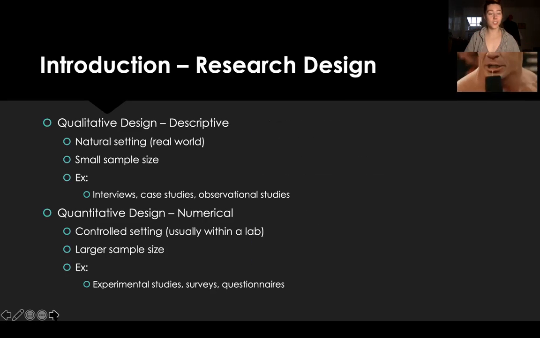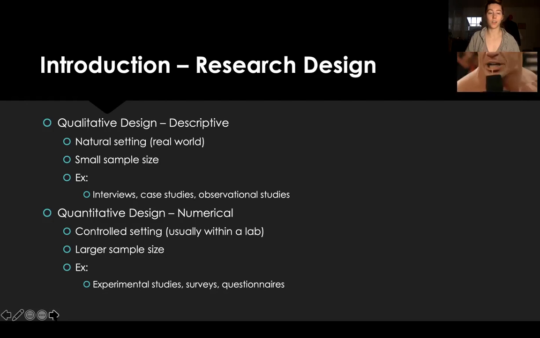So research design, there's a couple of different designs that we're going to talk about. So qualitative and quantitative. Qualitative, think quality. So it's a descriptive type of research. You're not doing any kind of experiment. These are going to be your observational studies. These are going to be your interviews, things like that. While quantitative is going to be more numerical, usually within a lab, and it's going to have generally a larger sample size, but it honestly just depends.